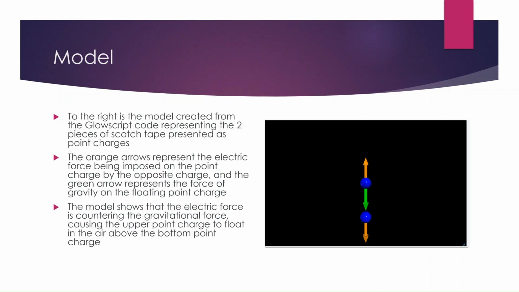Model. To the right is the model created from the GlowScript code representing the two pieces of Scotch tape presented as point charges. The orange arrows represent the electric force being exerted on the point charge by the opposite charge, and the green arrow represents the force of gravity on the floating point charge. The model shows that the electric field, or electric force, is countering the gravitational force, causing the upper point charge to float in the air above the bottom point charge.